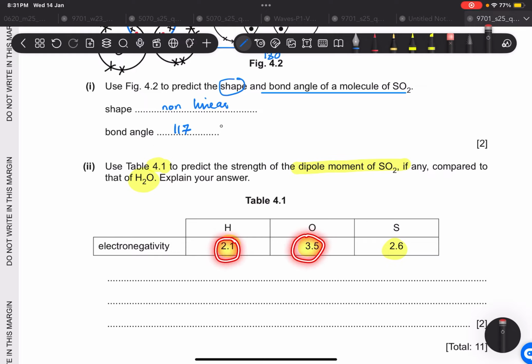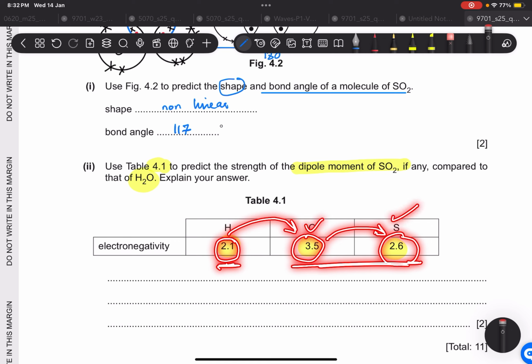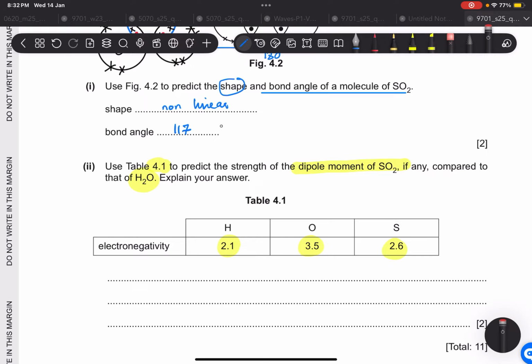Because look, the electronegativity difference between hydrogen and oxygen is more. This means the lone pair is going to be more strongly attracted towards oxygen over here. But over here for sulfur, the difference is less. So the attraction over here is going to be a little weaker, because both sulfur and oxygen are going to attract. But over here, hydrogen is going to attract very little. So you're going to say there's going to be a weaker dipole moment over here in SO2.